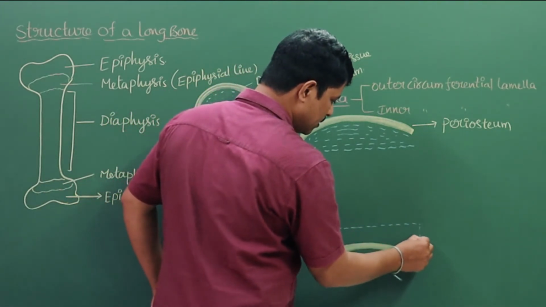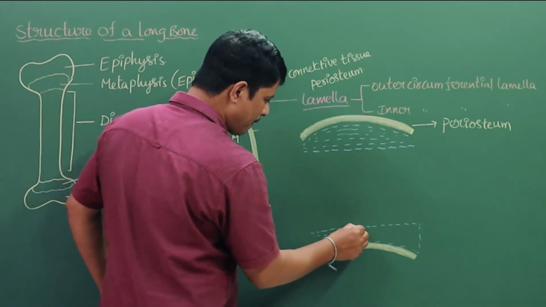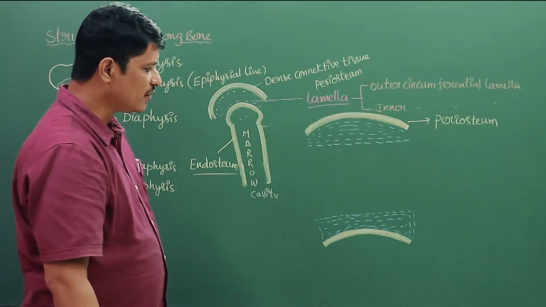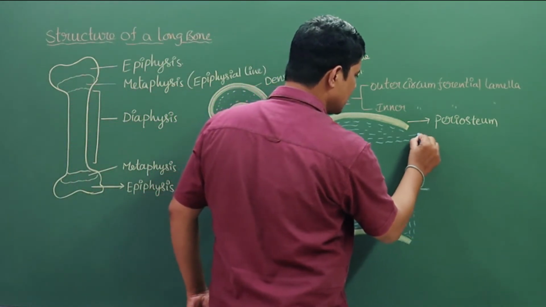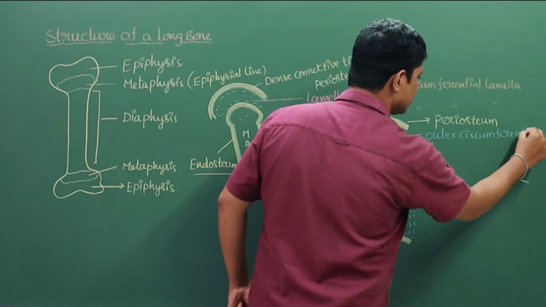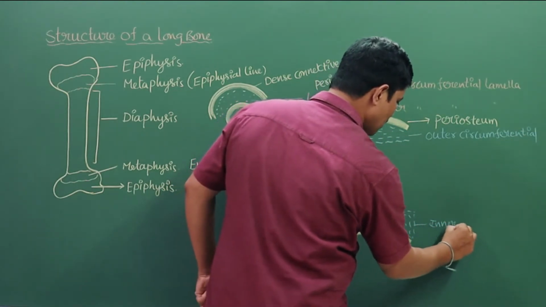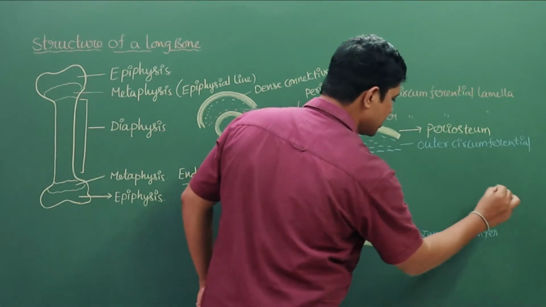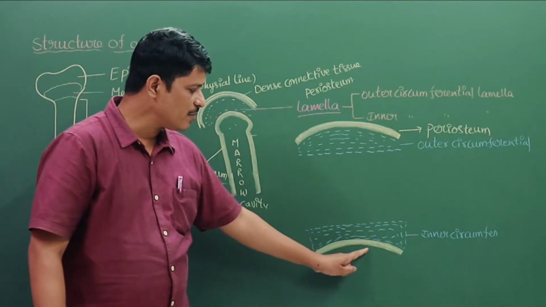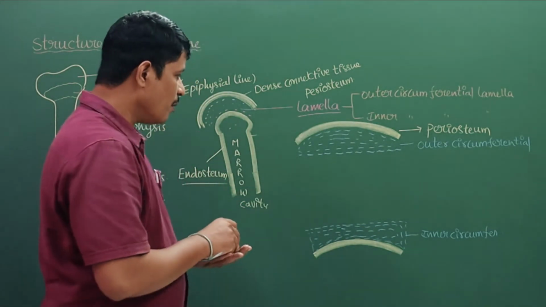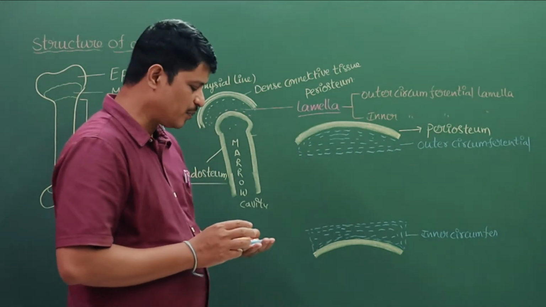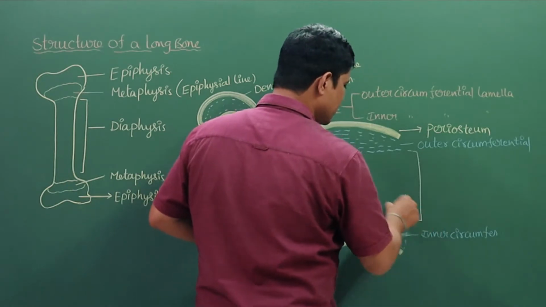And the lamellae that enclose the endosteum are the inner circumferential lamellae. This is outer circumferential lamellae and this is inner circumferential lamellae. Outer circumferential lamellae enclose with the periosteum. Inner circumferential lamellae enclose with the endosteum. Between the outer and inner circumferential lamellae, the Haversian systems are present. Haversian system is present in between these two.